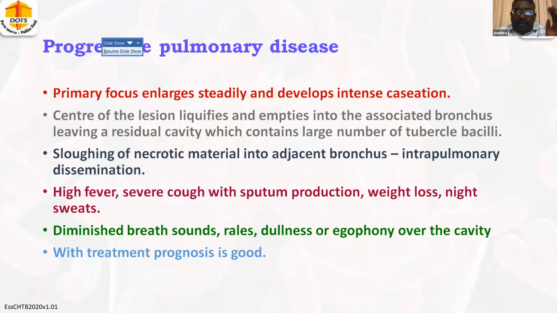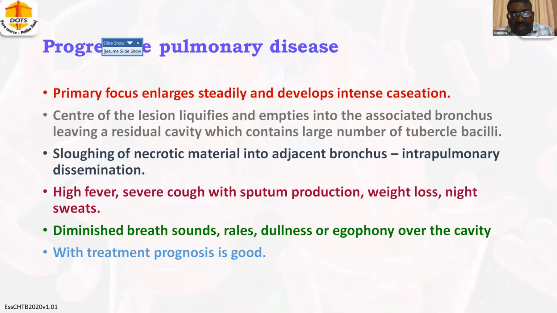So we will finish the presentation with 3 things, that is, progressive pulmonary and reactivation. Those are the 2 topics left today. So in progressive pulmonary disease, the primary focus enlarges steadily and develops intense caseation. The center of the lesion liquefies and empties into the associated bronchus, leaving a residual cavity, which will contain a large number of tubercle bacilli, which is important for treatment and for the further natural course of the disease.